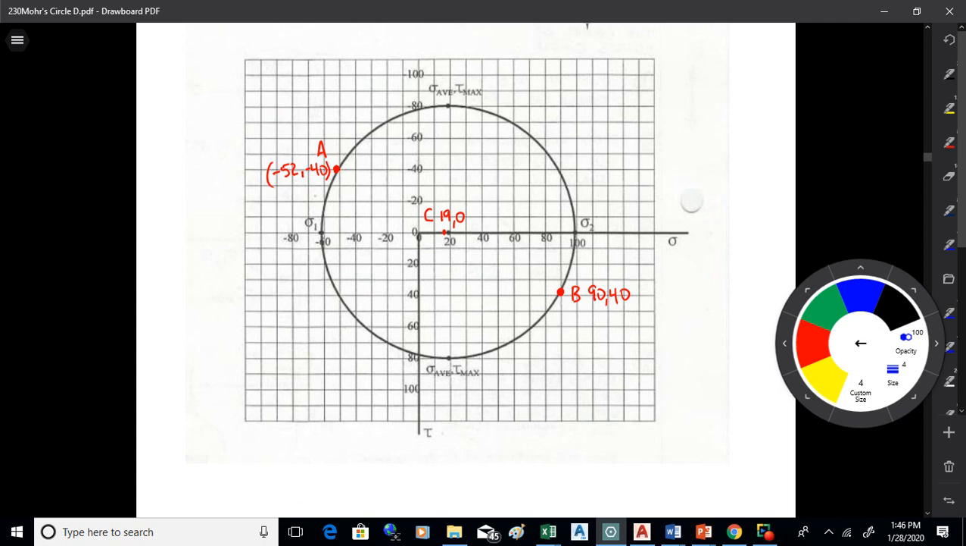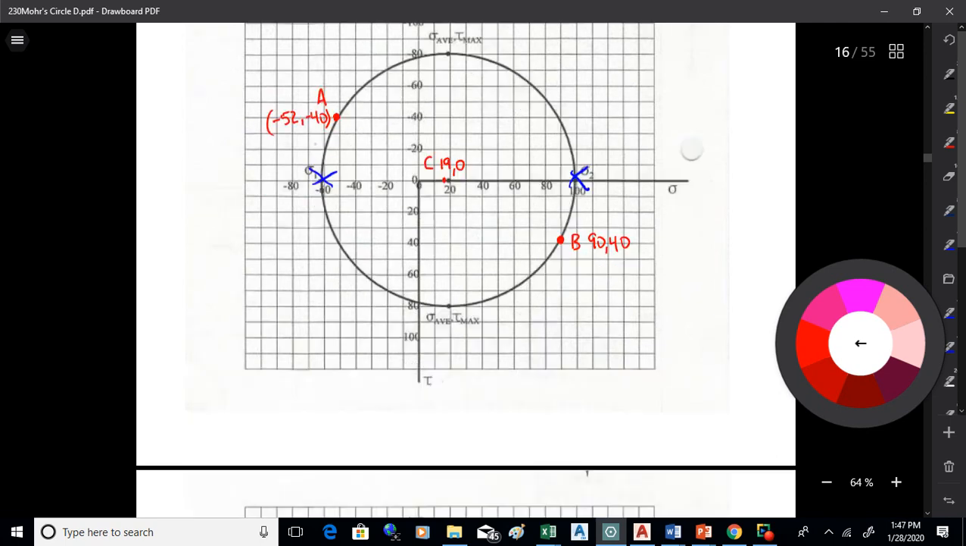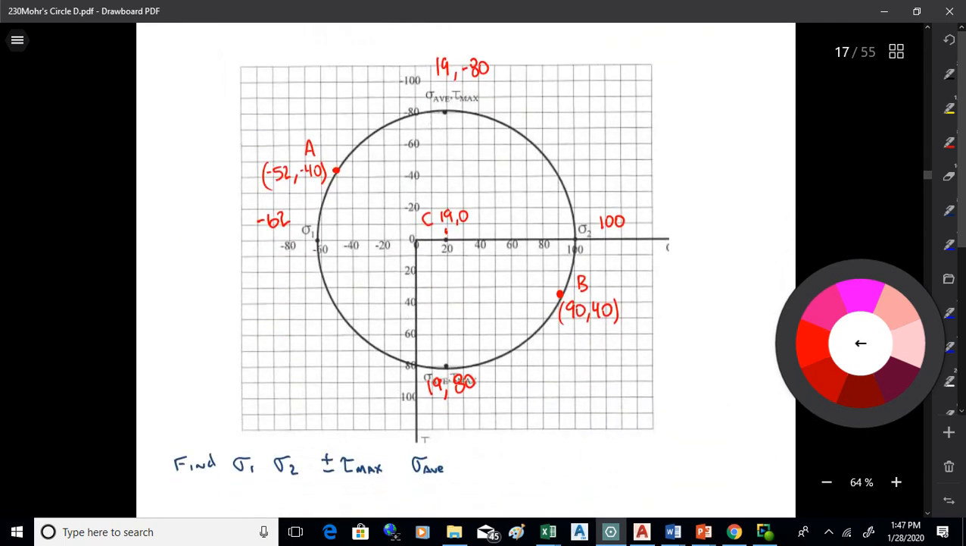Now, what's the maximum tensile stress in this thing? If you look at the circle, if the x-axis is the normal stress, where's it at? About 100. What's the biggest compressive stress? A little bit more than 60, 62 or something. Now, I don't need pinpoint accuracy.